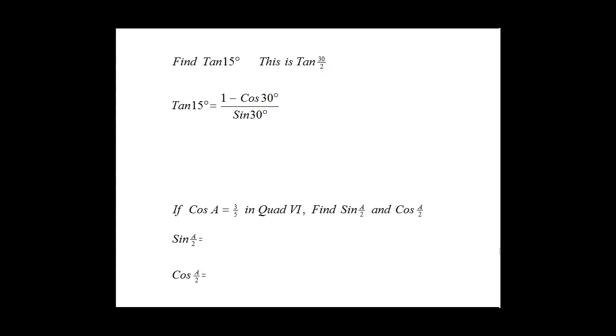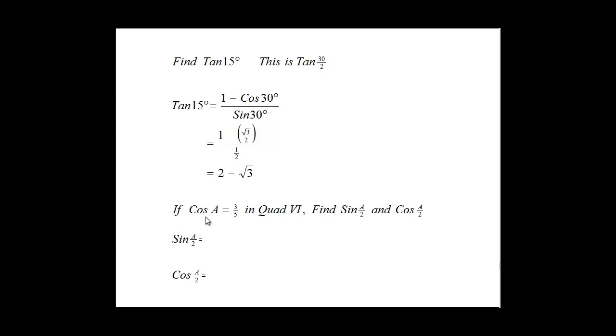And we know those values. Cosine of 30 is square root of 3 over 2. Sine of 30 is 1/2. If you multiply everything by 2, you'll get 2 minus the square root of 3 over 1. And that will be the answer: 2 minus the square root of 3. That turns into 1 in the denominator, and you're done.